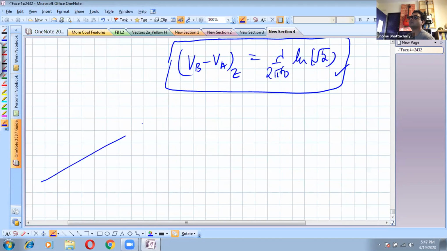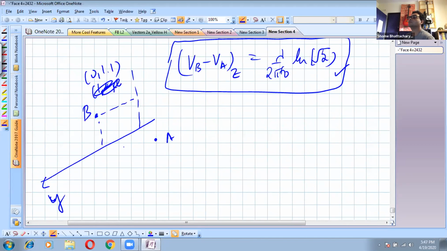Now your y-axis is lying over here, and your point B was lying on the yz plane, so it is at the point 0, 1, 1. And your point A was lying somewhere over here. Again, you can see the perpendicular distance of point A is root 2 from the y-axis because it's 1, 1, 1, and the perpendicular distance of B is nothing but 1. So it's the same situation for the y-axis also.